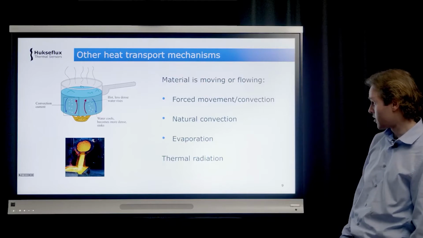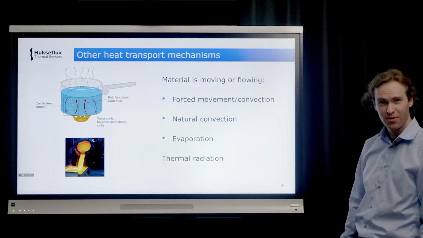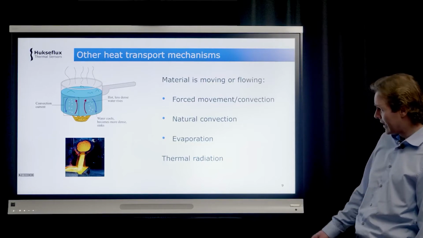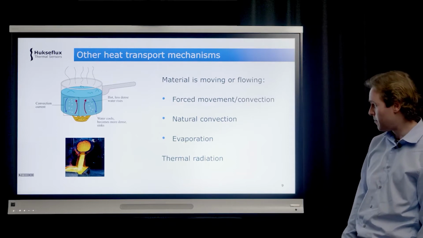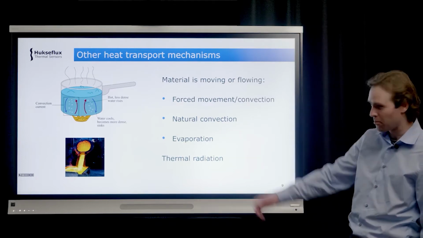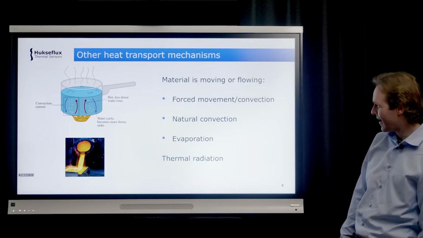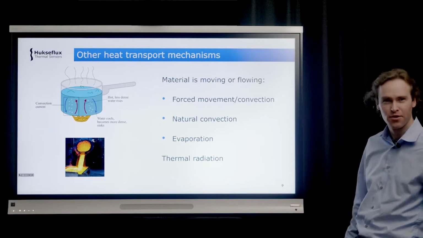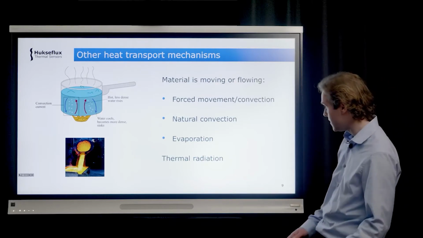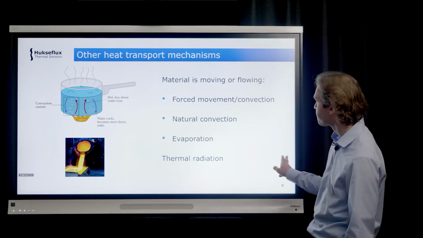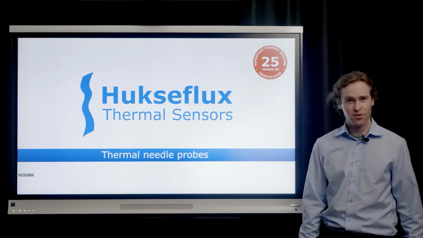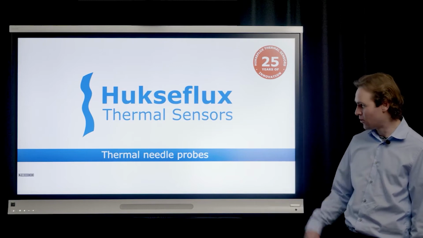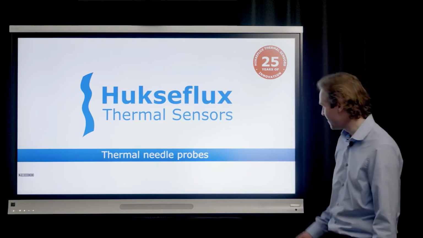Another thing that can occur is evaporation. So of course, we all know that transpiring is a way to cool. And finally, heat can also be transported by means of thermal radiation. So for example, molten metal actually glows. So that's radiation in the visible, but also at lower temperatures, materials can exchange heat by thermal radiation. Okay, so now that you have a bit of an idea what thermal conductivity is, let's discuss the thermal needle probes that are used to measure the thermal conductivity.